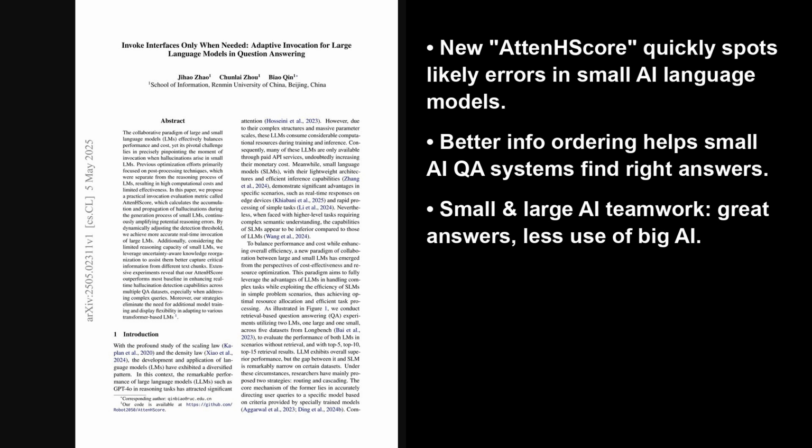We are looking at a research paper from Hugging Face's list of trending papers published just 5 days ago, titled Invoke Interfaces Only When Needed, Adaptive Invocation for Large Language Models in Question Answering. This paper tackles how question answering systems, AIs that answer your questions, can efficiently use both large language models and small language models. The goal is to know when a small language model might hallucinate or generate errors, and then call the more powerful large language model. This research introduces a metric called AttenHScore, which helps make this decision in real time by spotting potential reasoning errors.